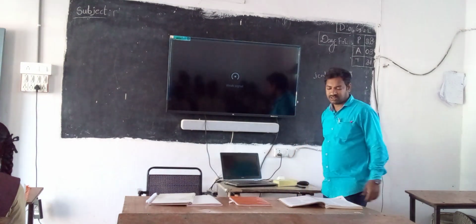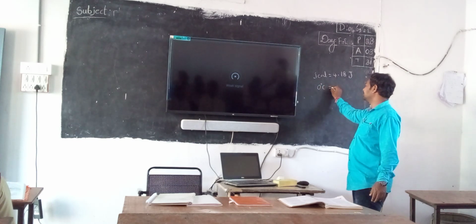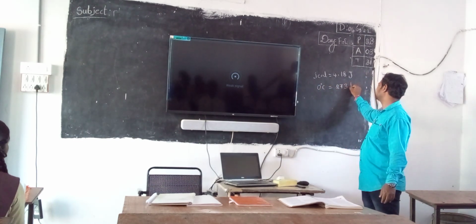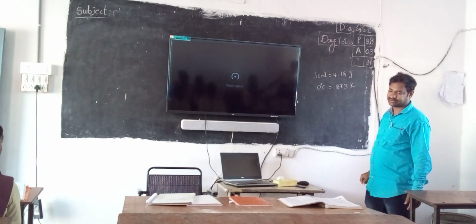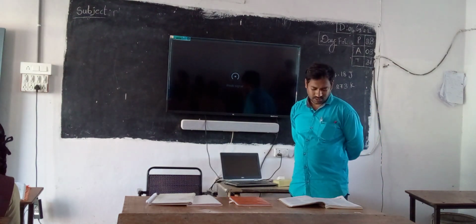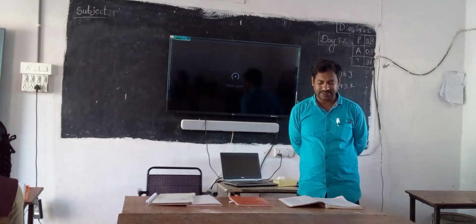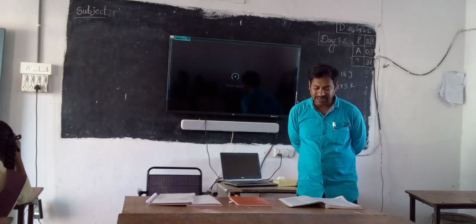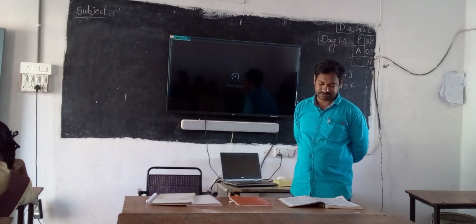So, what is 0 degree Celsius in Kelvins? 273 Kelvins. Okay. How would you convert degree Celsius to Kelvin? The temperature in Kelvin is equal to 273 plus the temperature in degree Celsius.